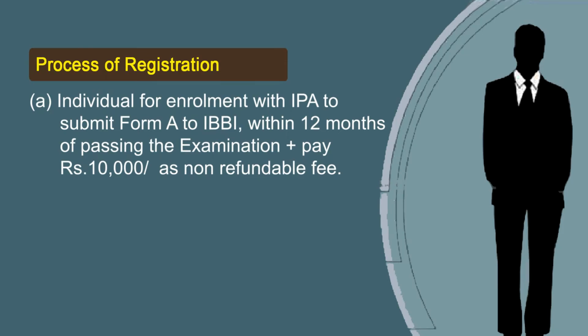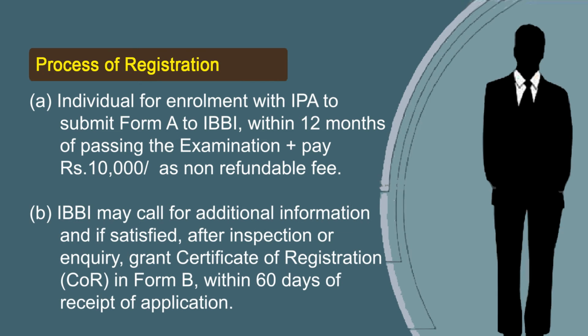And the process of registration is that the individual enrolled with IPA has to submit Form A to IBBI within 12 months of passing the examination and pay rupees 10,000 as a non-refundable fee. IBBI may call for additional information and, if satisfied after inspection or inquiry, grant a certificate of registration in Form B within 60 days of receipt of application.